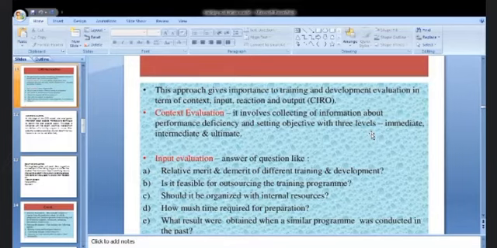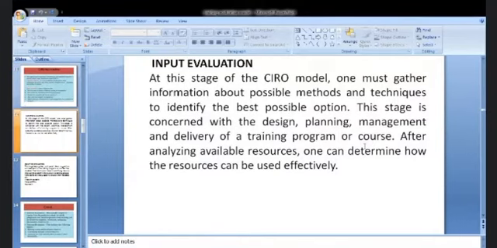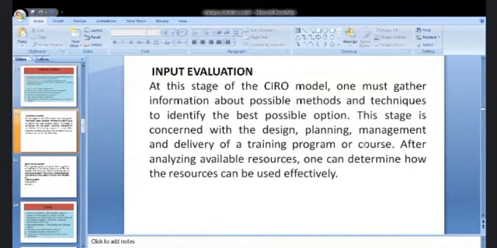So next we have, students, input evaluation. Under this CIRO model, one must gather information about the possible methods and techniques to identify the best possible option. This stage is concerned with the design, planning, management, and delivery of the training program.